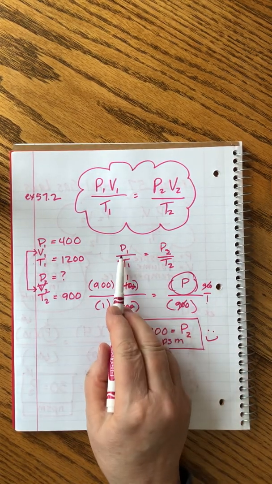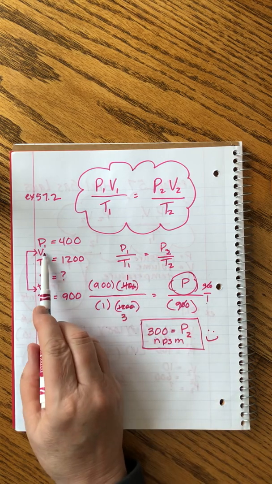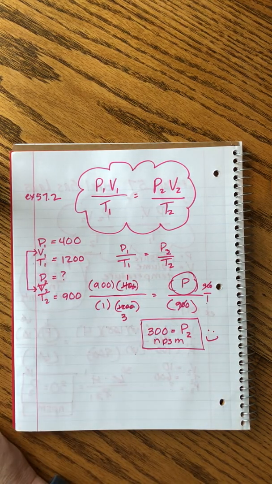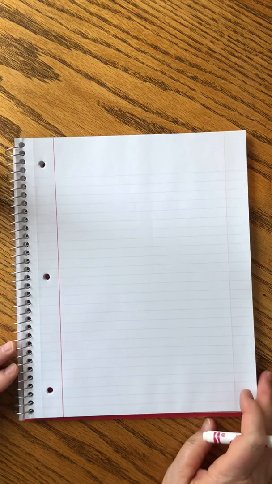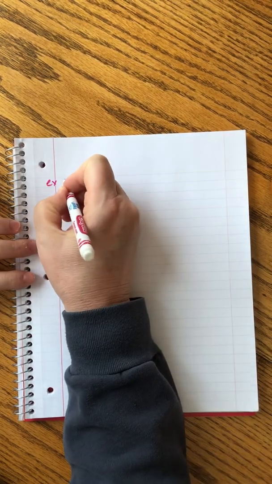So that's the magic lesson of the second example: if any one of the three variables is unchanged, that means you can drop it out of the formula and just use a simplified version. Let's flip and do the last example for this lesson, example 57.3.